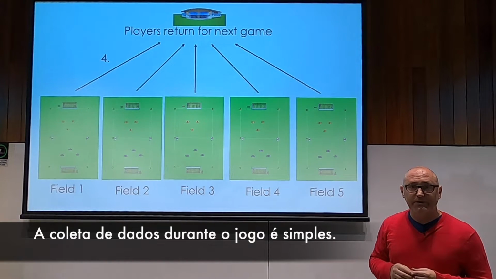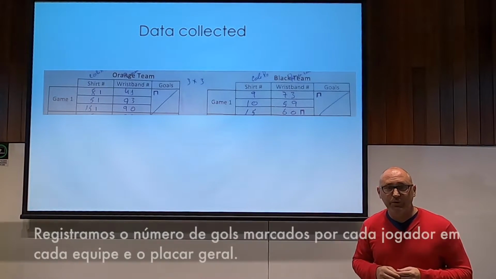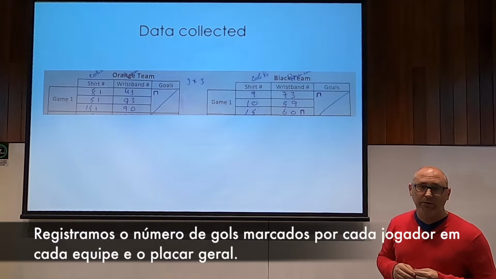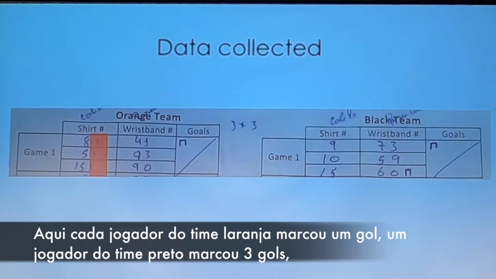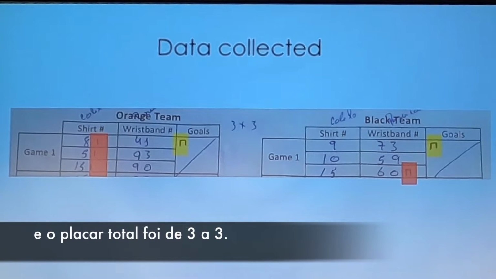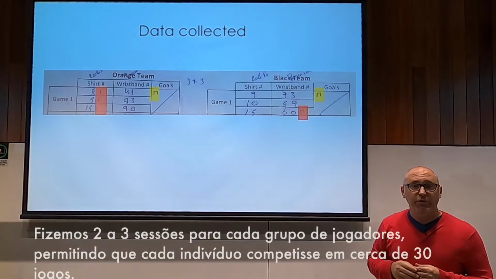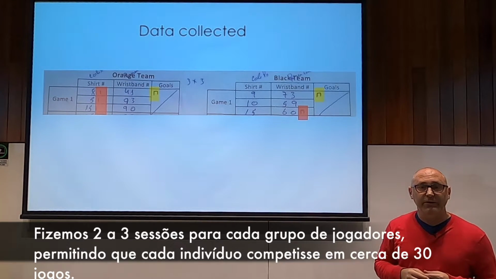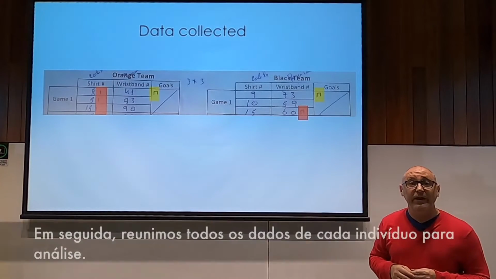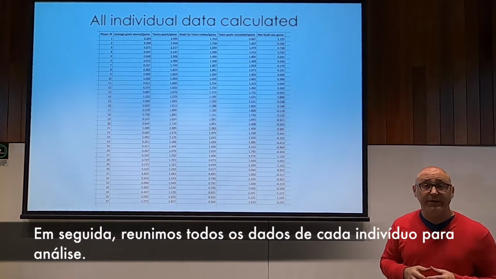Data collection during this time is very simple. We record the number of goals scored by each player on each team and their overall score. Here, each player on the orange team scored 1 goal each. One player on the black team scores 3 goals, and the overall score was 3-3. We ran 2 to 3 sessions for each group of players, allowing each individual to compete in around 30 games. We then collate all the data for each individual for analysis.